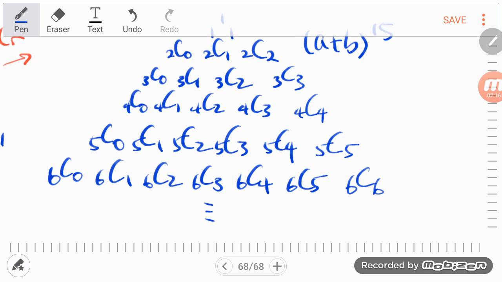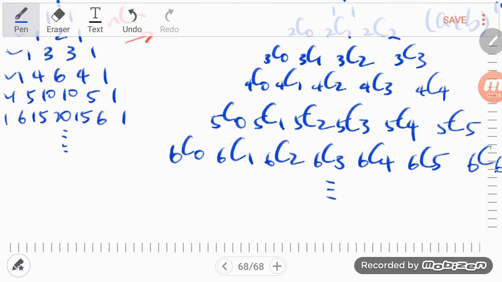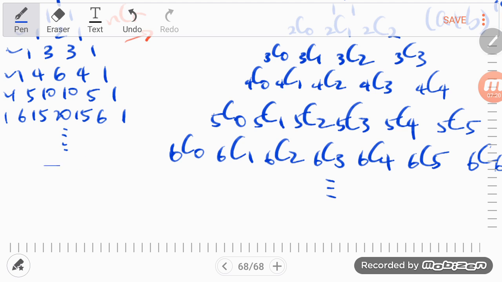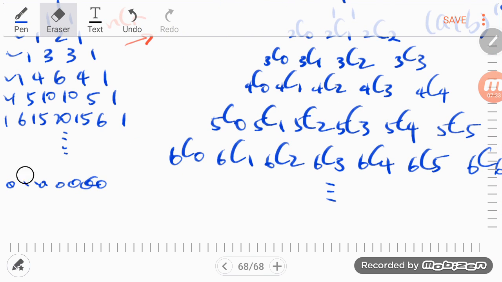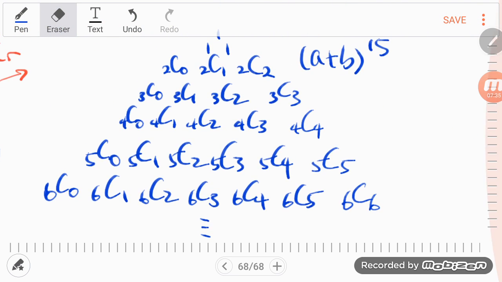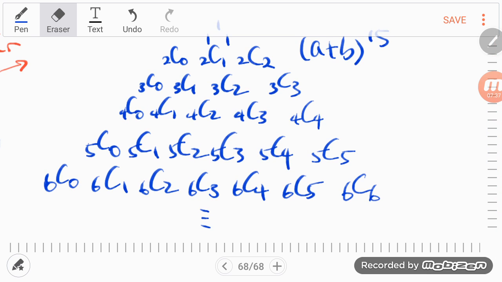It is not going to be very practical for us to do this until 15. I'm not going to carry out each individual term for my Pascal's triangle. So instead, that's when the Pascal's triangle in this nCr format is useful.